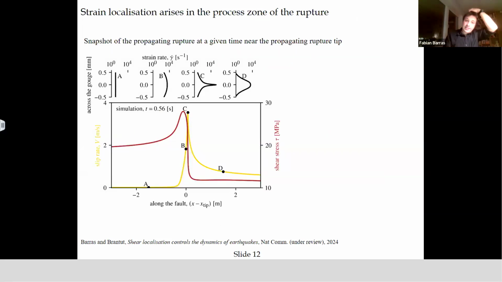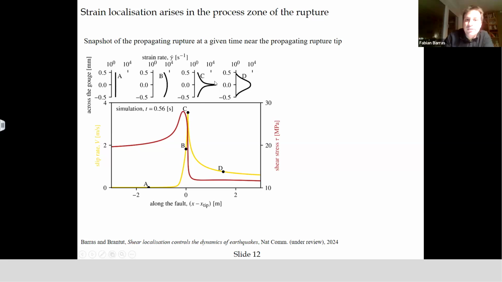First, let's zoom near the propagating tip and see what's going on. Here you have the stress concentration, and the velocity quickly rises. If we look at what's inside the process region, we can easily see that intense strain localization is arising. So let's look at four points. The rupture propagates from right to left. If I am ahead of the crack, at point A, I have a low and homogeneous strain rate across the gouge. When I approach the rupture tip, at point B, the strain rate starts to accelerate and I start to see a slightly larger strain rate at the center of the gouge compared to the boundary of the gouge. And when I reach the peak velocity, I have really intense strain localization.